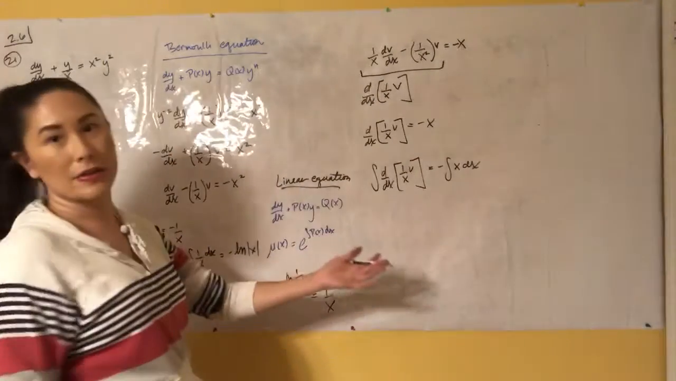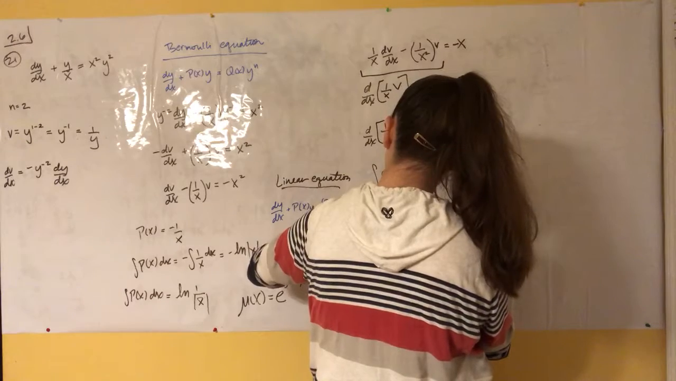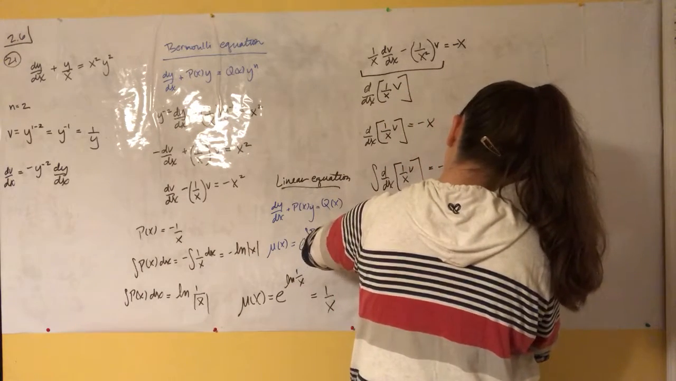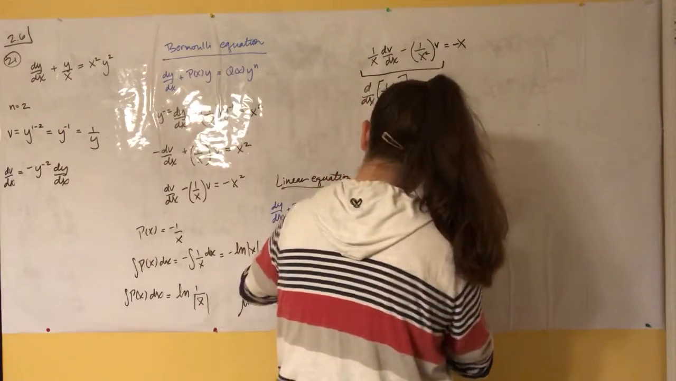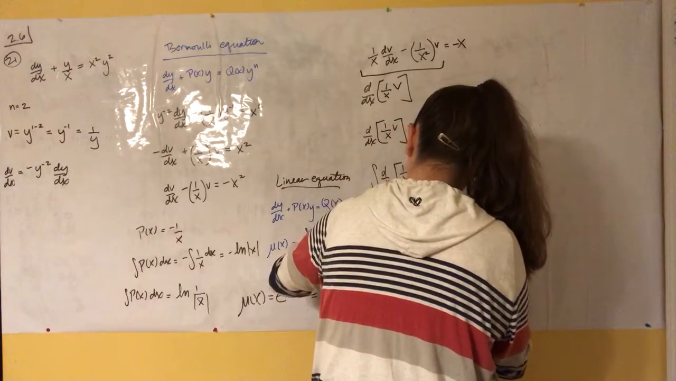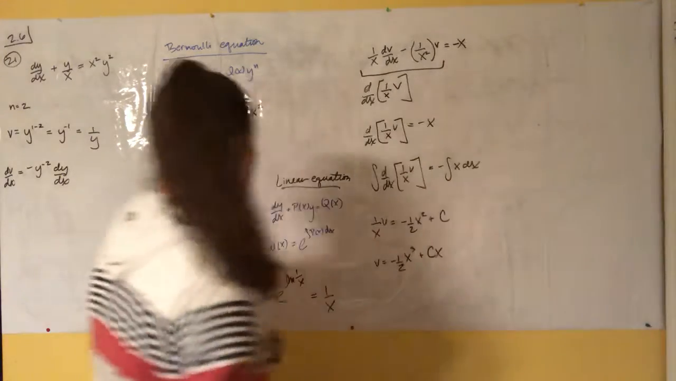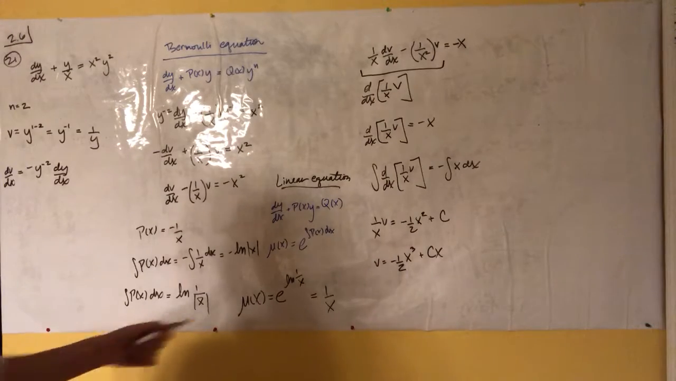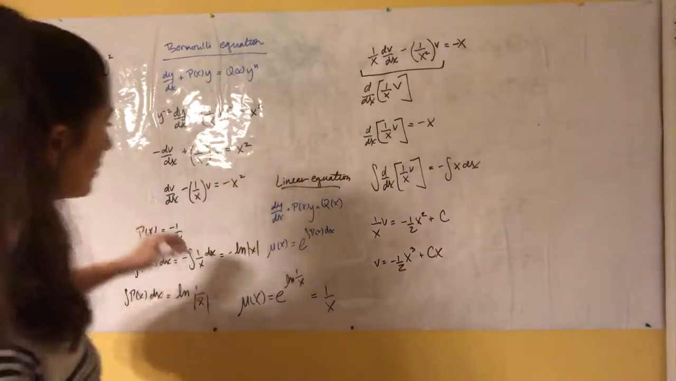Now you want to integrate everything. Then multiply everything by x to get v by itself. Okay, and you're almost done. One more step you want to do: you want to put v in terms of y, right? So v was equal to 1 over y.